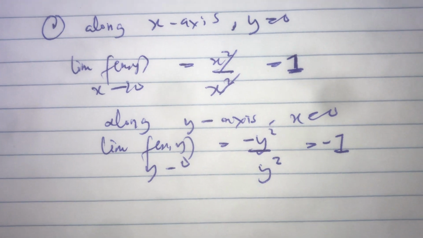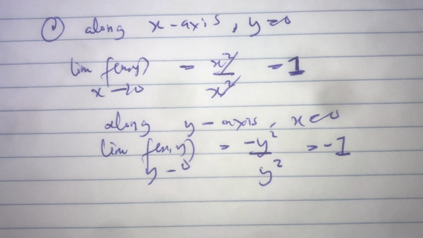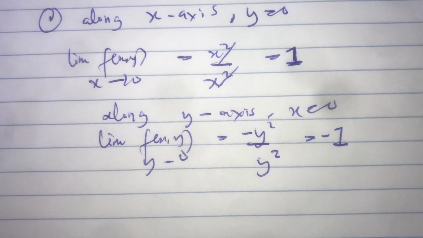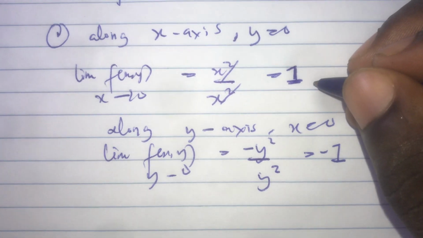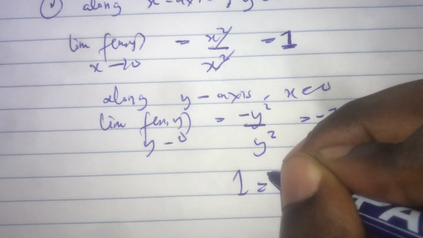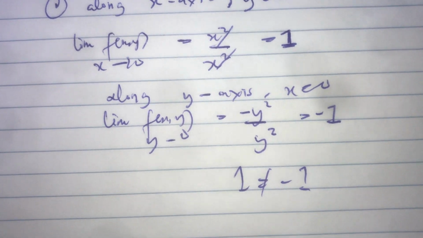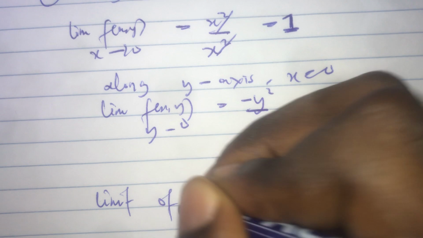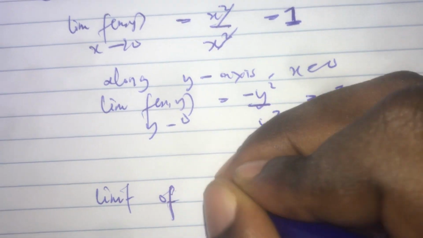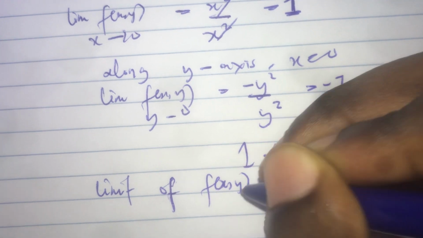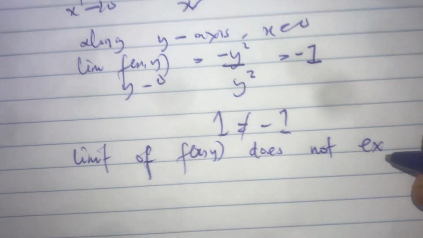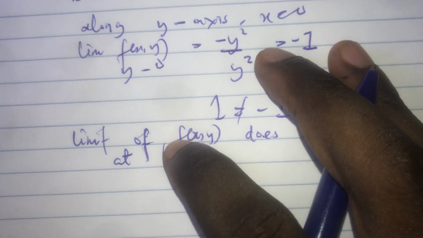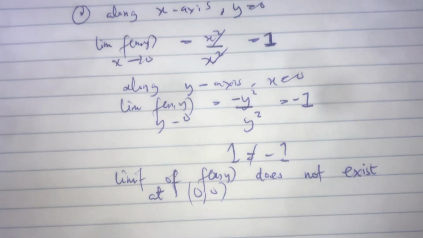But like I said, we can't just base on two pathways. And here you can see that clearly the first pathway is giving us 1 and the second pathway is giving us minus 1. 1 is not equal to minus 1. So you can say that the limit of the function does not exist at 0, 0. So the limit of the function f of xy does not exist at 0, 0. So this is for the first example.